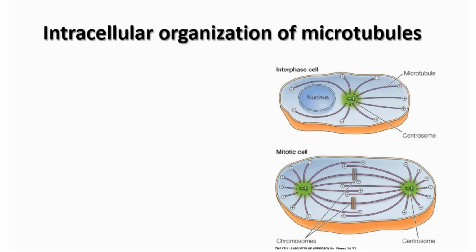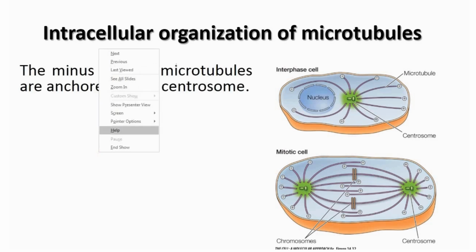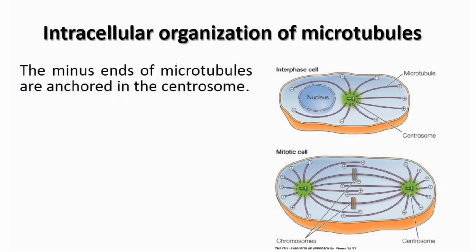Again, intracellular organization of microtubules. The minus ends of the microtubules are anchored in the centrosome. Once again, let me brief you with the pen. This is the centrosome. You don't find any minus ends. Why? Because these minus ends are all embedded within this centrosome region, so you don't find any minus.